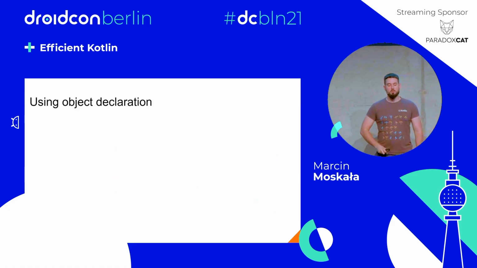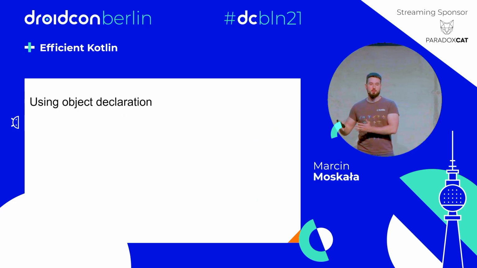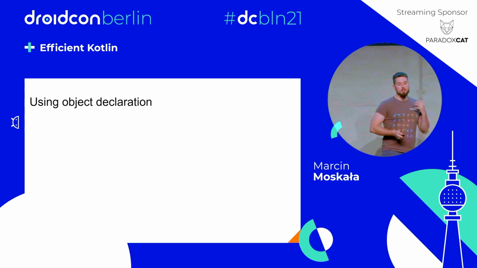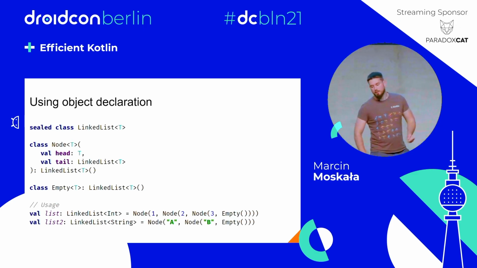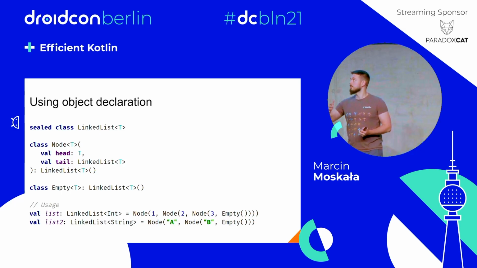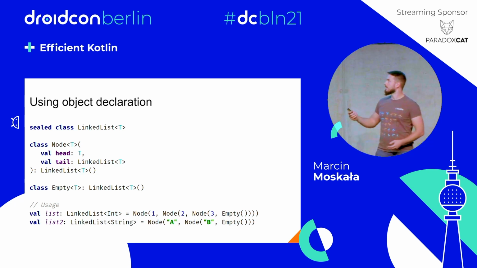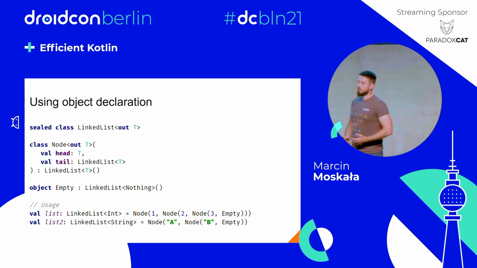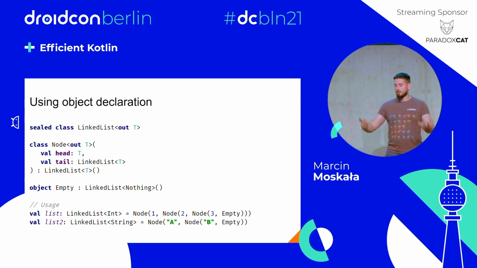I would like to start with not creating unnecessary objects. There are 3 techniques I would like to present to you. The first one is that we can use object declaration. This is a very common technique: if we have an object, like in here, empty, that does not have any state, we can make it an object declaration. And this is used widely when we send messages, when we have some tokens, all these kinds of elements.